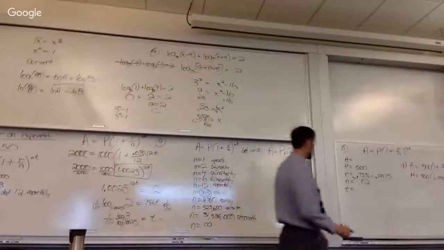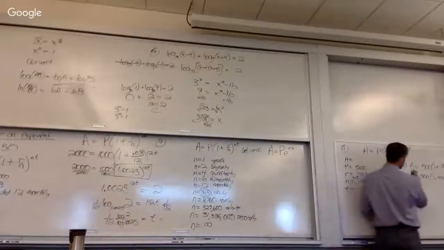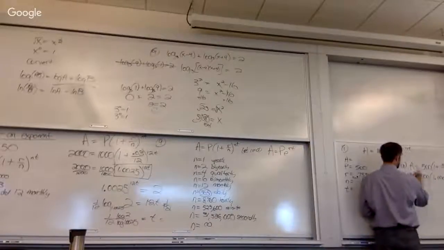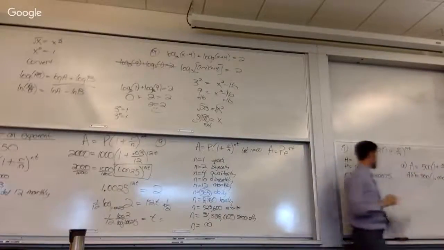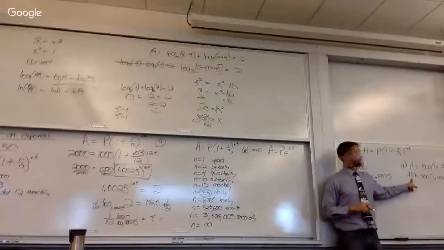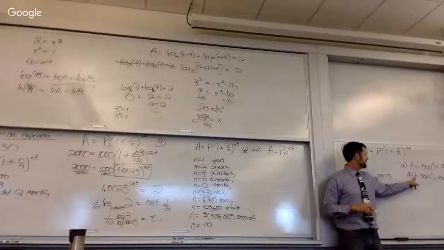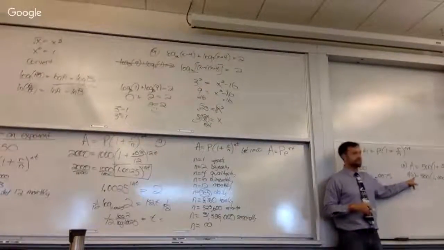If I really wanted to write it as a function, though, I wouldn't just write A. I'd write A as a function of t. Right now, that's in function notation. What's the amount of the money in the bank as a function of t years? So now whatever I plug in for t, I'll get my answer.